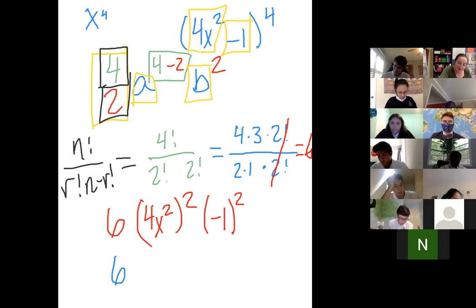Liz, can you tell me what this second number would be? Wait, can you repeat the question, please? Yeah, can you tell me what the second number would be? So if we have 4x squared and that whole quantity is squared, what would it become?